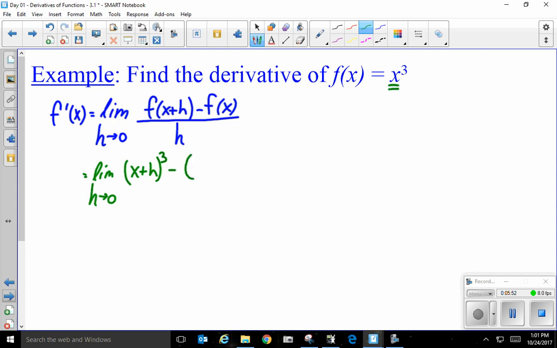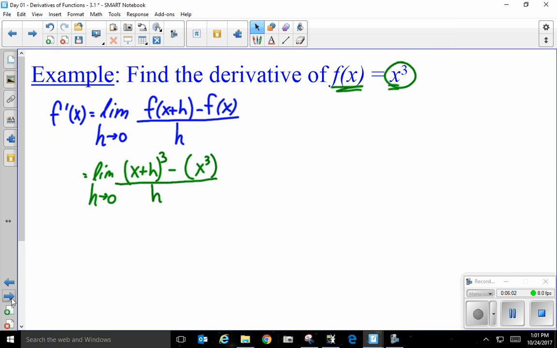Minus my original function, which is just x cubed, all over h. Now, I'm going to tell you a little story, children. You know how we can quickly FOIL x plus h squared? We can quickly FOIL x plus h cubed. Does anyone know that quickly or no?